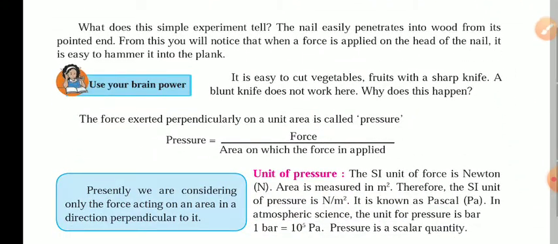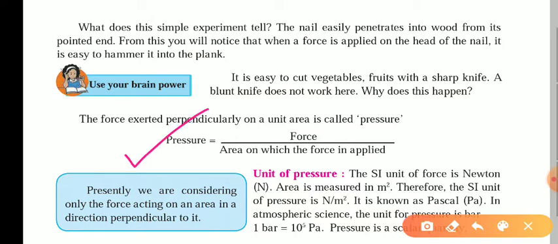Now when we talk about pressure, the proper scientific formula is force upon area on which the force is applied. The force applied per unit area is nothing but the definition of pressure. Okay, if you want you can note it down in your notebook also. Definition of pressure: force exerted perpendicular on unit area is called pressure.